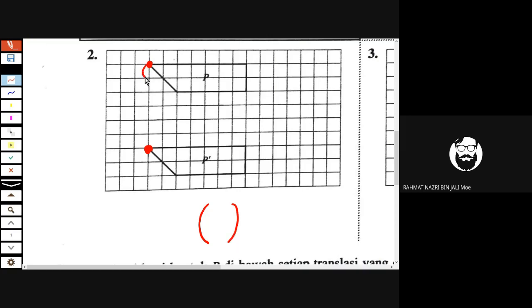Jadi kira berapa petak dia turun ke bawah ni. 1, 2, 3, 4, 5, 6. Okey, 6. Tapi ini ke bawah, jadi negatif 6. Ke kiri ke kanan tidak. Dia satu level ini ya. Jadi movement to the right or left is 0. Do not move to the left or do not move to the right. It just moving to the downward with 6 boxes. So we write down here 0, negative 6.